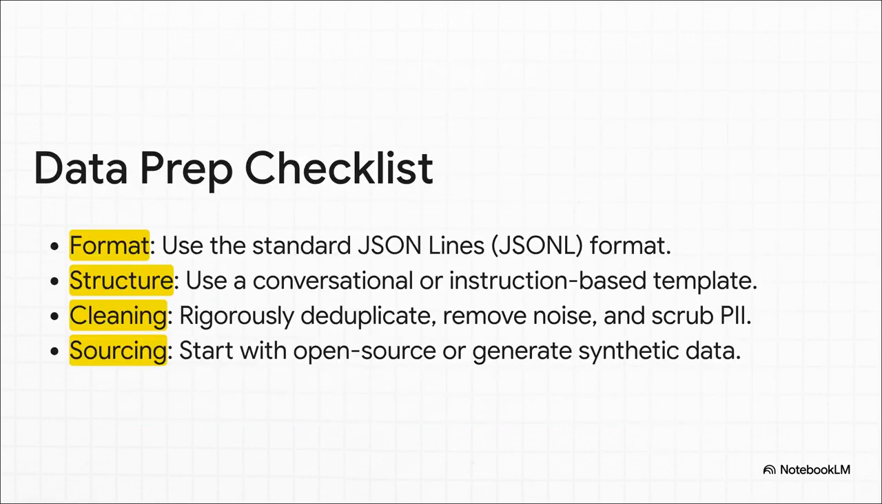So this is our checklist, our marching orders for data prep. We're going to standardize on the JSON lines format, or JSON-L. We'll use a clear conversational or instruction-based structure. Cleaning is non-negotiable. We have to be absolutely ruthless about deduplicating, getting rid of noise, and scrubbing any and all PII. And for sourcing, we'll either leverage high-quality open-source datasets, or, even better, generate our own synthetic data based on a handful of gold standard examples we create ourselves.